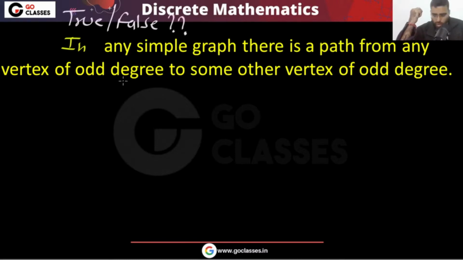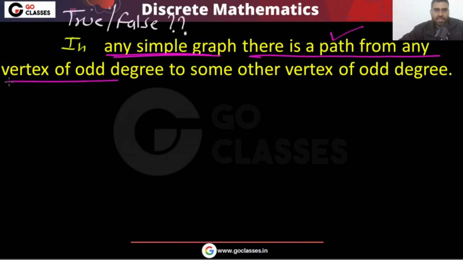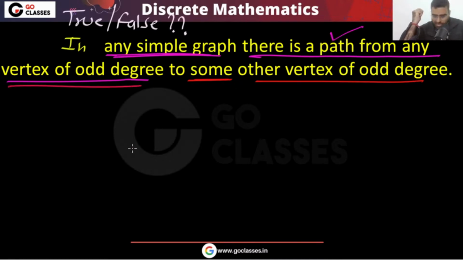This statement on your screen, is it true or false? In any simple graph, there is a path from any vertex of odd degree to some other vertex of odd degree. Is this statement true or false? In any simple graph, whatever simple graph you take, there is a path from any vertex of odd degree to some other vertex of odd degree.